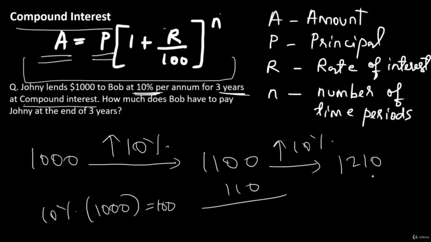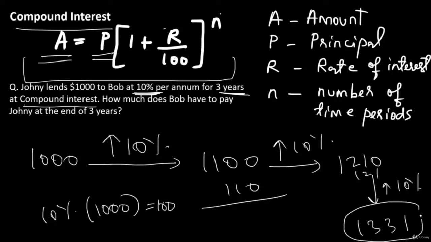And again, you have to increase this by 10% for the third year. Again, 10% of 1210 is 121. You just need to put a decimal point over here. So you have to add 121 over here, and this amounts to 1331, right? So you can see that from 1000, we went to 1331.